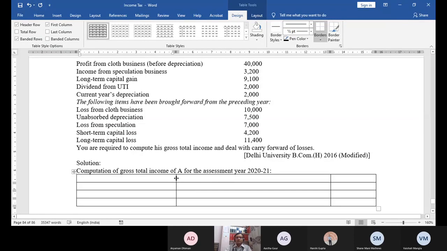Now in such questions, in the final table, you have to write only that figure which is not subject to any set off and carry forward. The final figure will go in this final column. All inter-head adjustments will remain in the second last column. So how will you proceed? First head, HP. How much HP income is given?